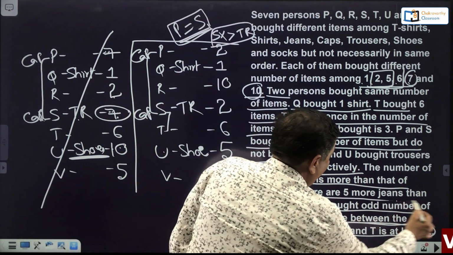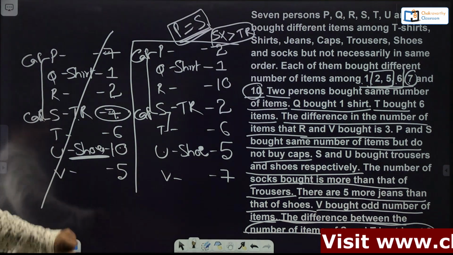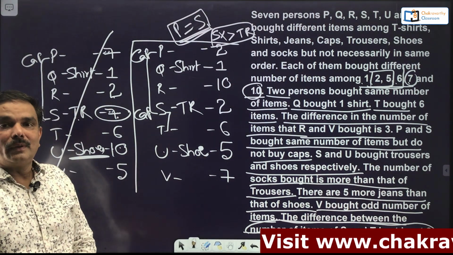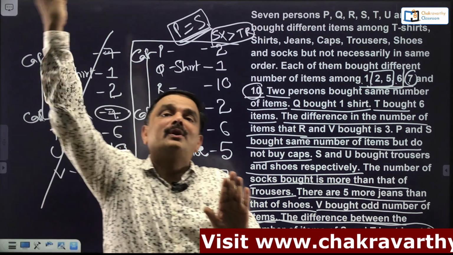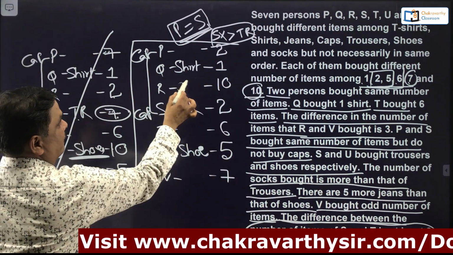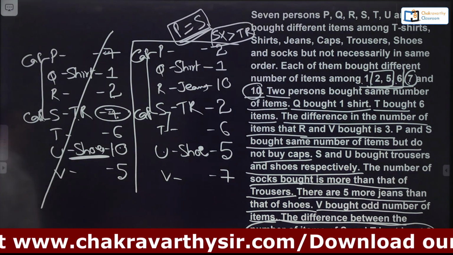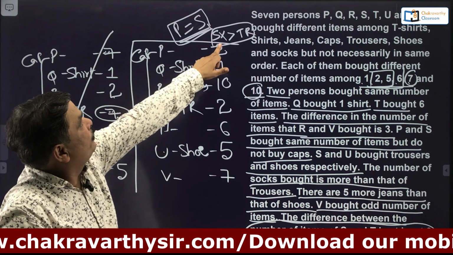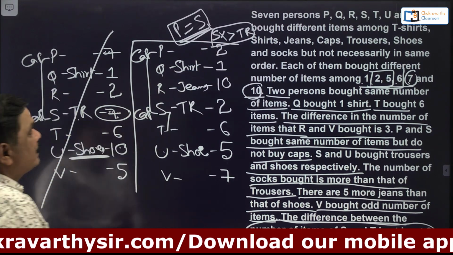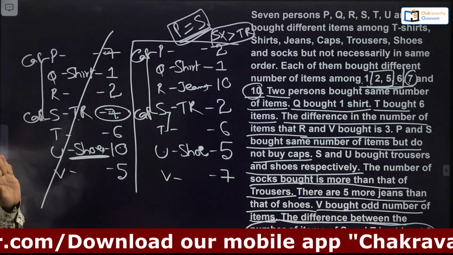There are 5 more jeans than that of shoes. What number I have given to shoes here? 5. So jeans should be 5 more than shoes. So 5 plus 5, 10. That means this 10 should be given to jeans. Over. Alright, the other condition, socks should be more than trousers here. Trousers already I am given 2. Now socks should be more than 2.